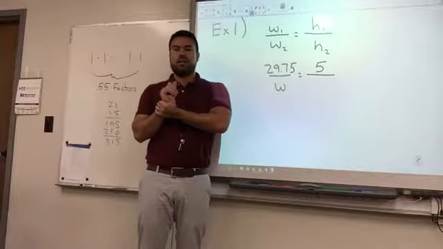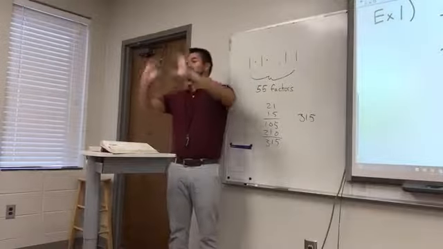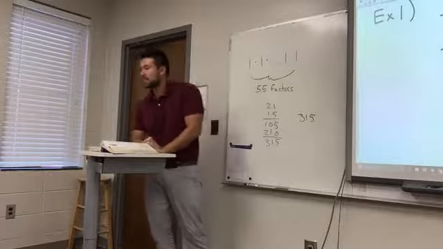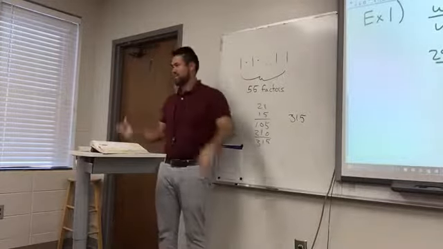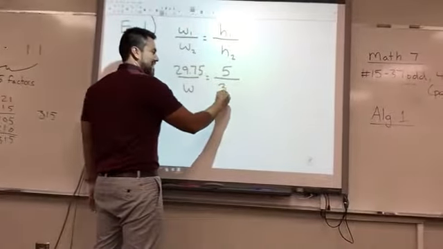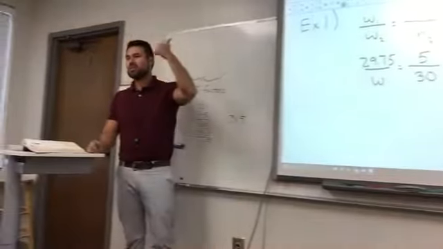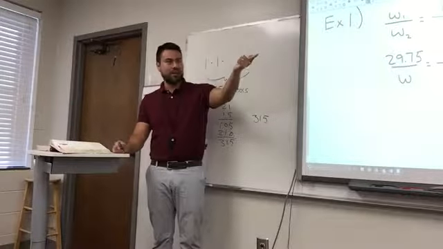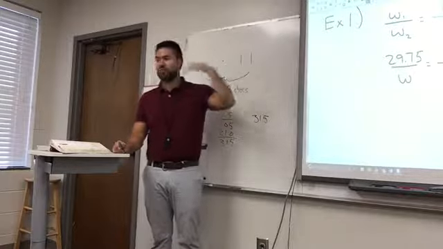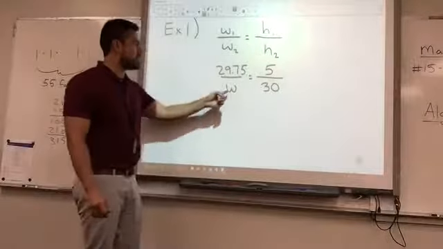Look at the problem. I'll have Wyatt help you out. What's the second instance of the hours in the problem? It's 30. Right? It says he makes $29.75 after 5 hours of work. How much money will he get paid after 30 hours? So that's the second instance of the hours. So how do I solve for W?